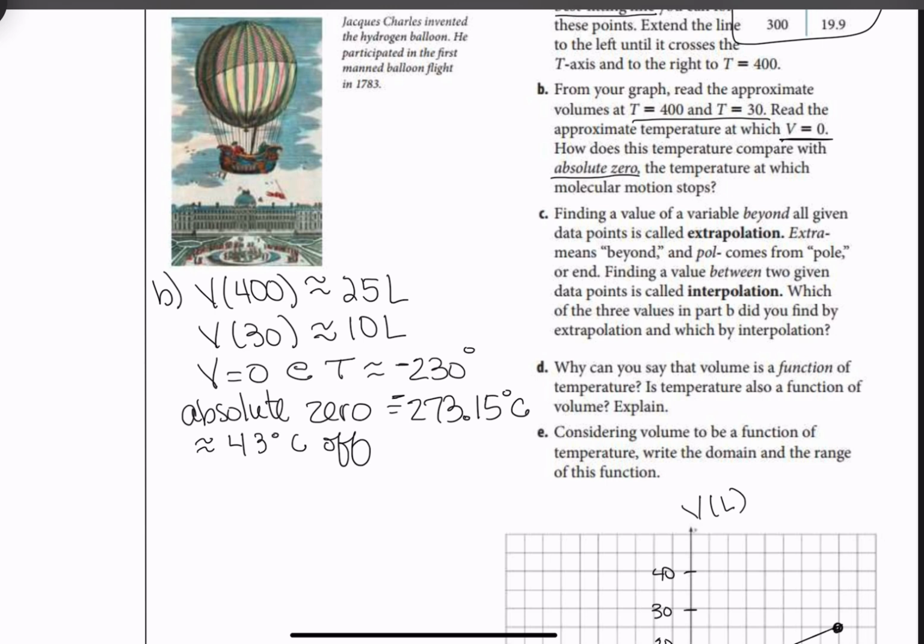Looking at C, finding a value of a variable beyond all given data points is called extrapolation. Extrapolation means beyond, and pole comes from the pole or the end. Okay, so beyond the end. Finding a value between two given data points is interpolation. So in between, that's between two given data points. Which of the three values in part B did you find by extrapolation and which by interpolation?